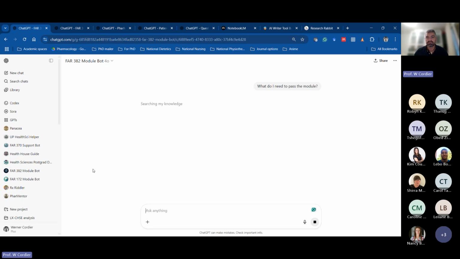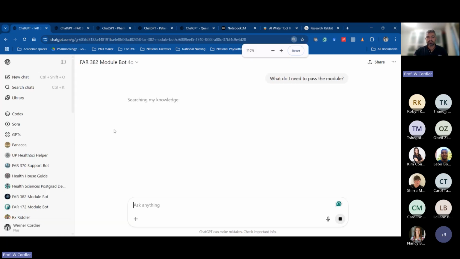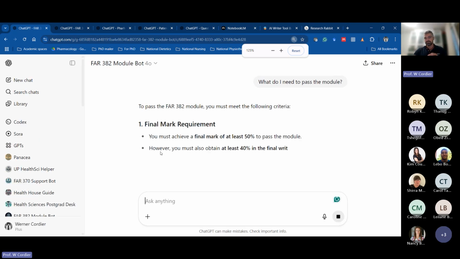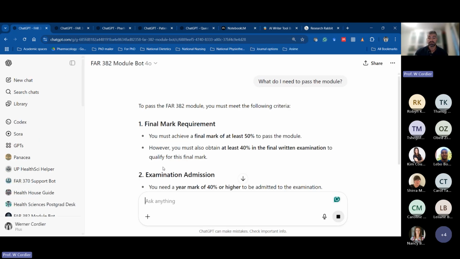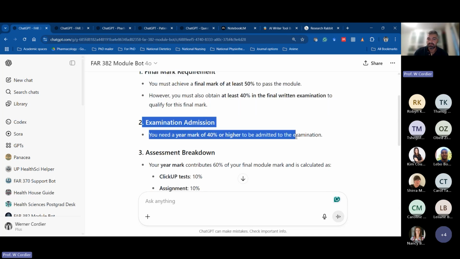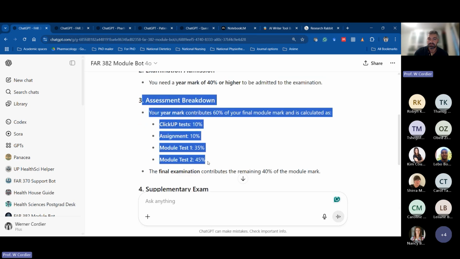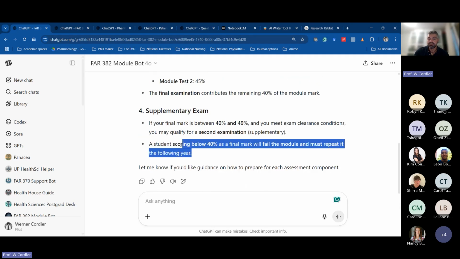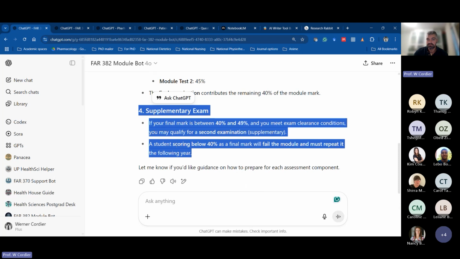You can see it's saying searching my knowledge, because it's built on the actual elements of FAR 382. So it's not going to refer to any websites. It's built on the documents that I've uploaded. So based on the criteria, your final mark requirement is listed. It also then provides examination admission details, and it also presents an assessment breakdown for you. Additionally, it gives you details on the supplementary examinations.